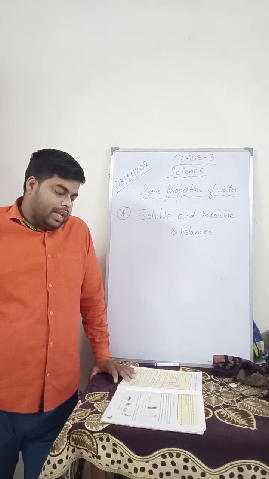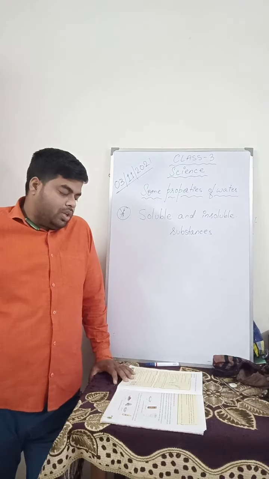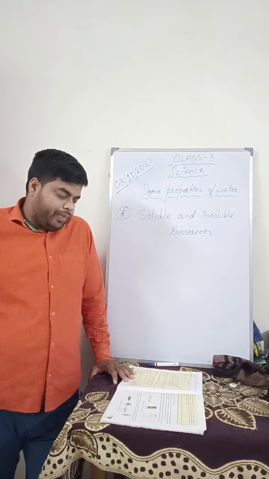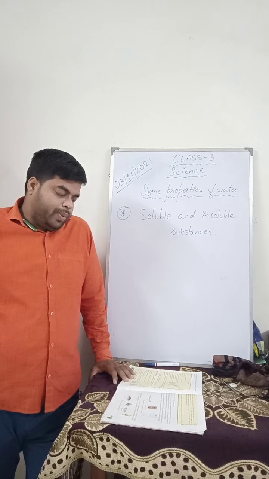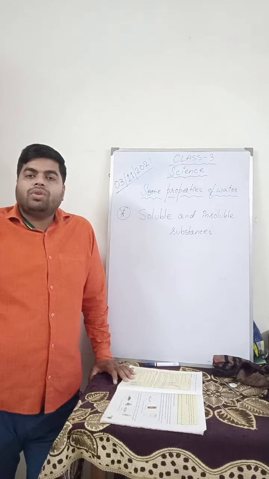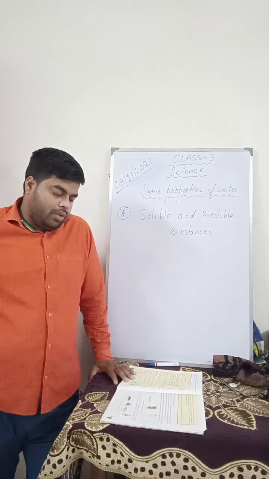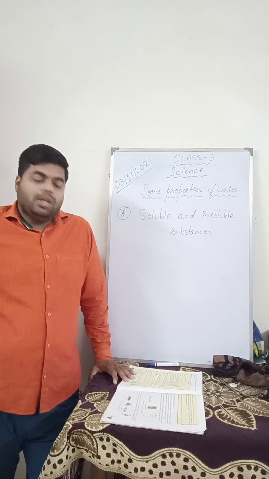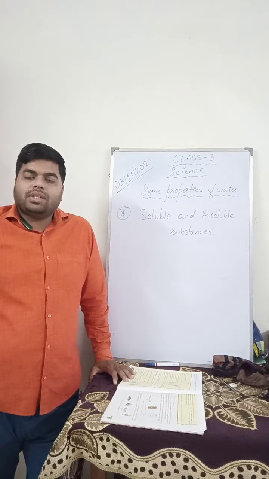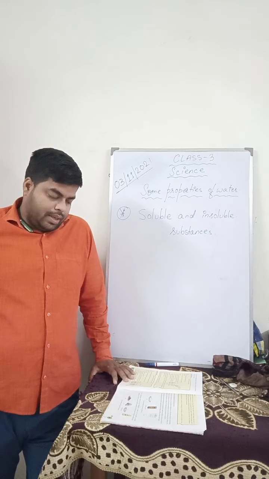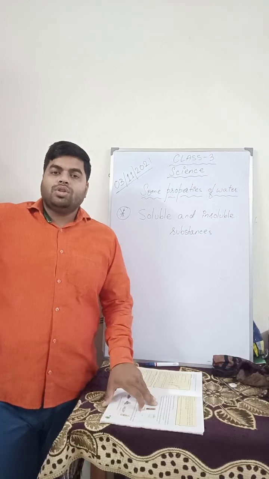On the basis of the ability of a substance to dissolve in water, we categorize it as soluble or insoluble. The substances which dissolve completely in water are called soluble substances. For example, salt, coffee powder, sugar, etc. And the substances which do not dissolve in water at all are called insoluble substances. For example, sand, stone, chalk powder and oil are some examples of insoluble substances. So I hope you have understood.